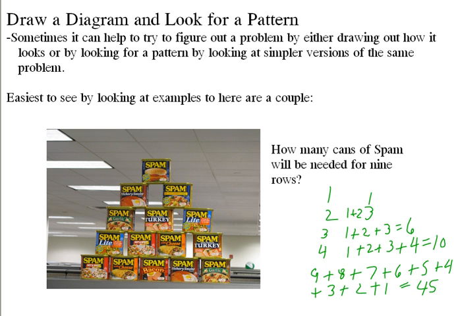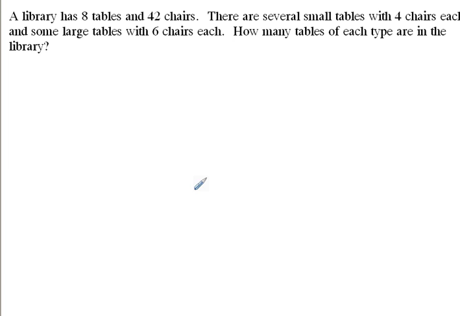And now we're going to move on to the next problem here. A library has 8 tables and 42 chairs. There are several small tables with 4 chairs each and some large tables with 6 chairs each. How many tables of each type are in the library? So we know there's 8 tables. That's important to know. We know that there's 42 chairs. That's also important to know. Now we know there's some of each of these large tables and small tables. So let's start figuring this out.